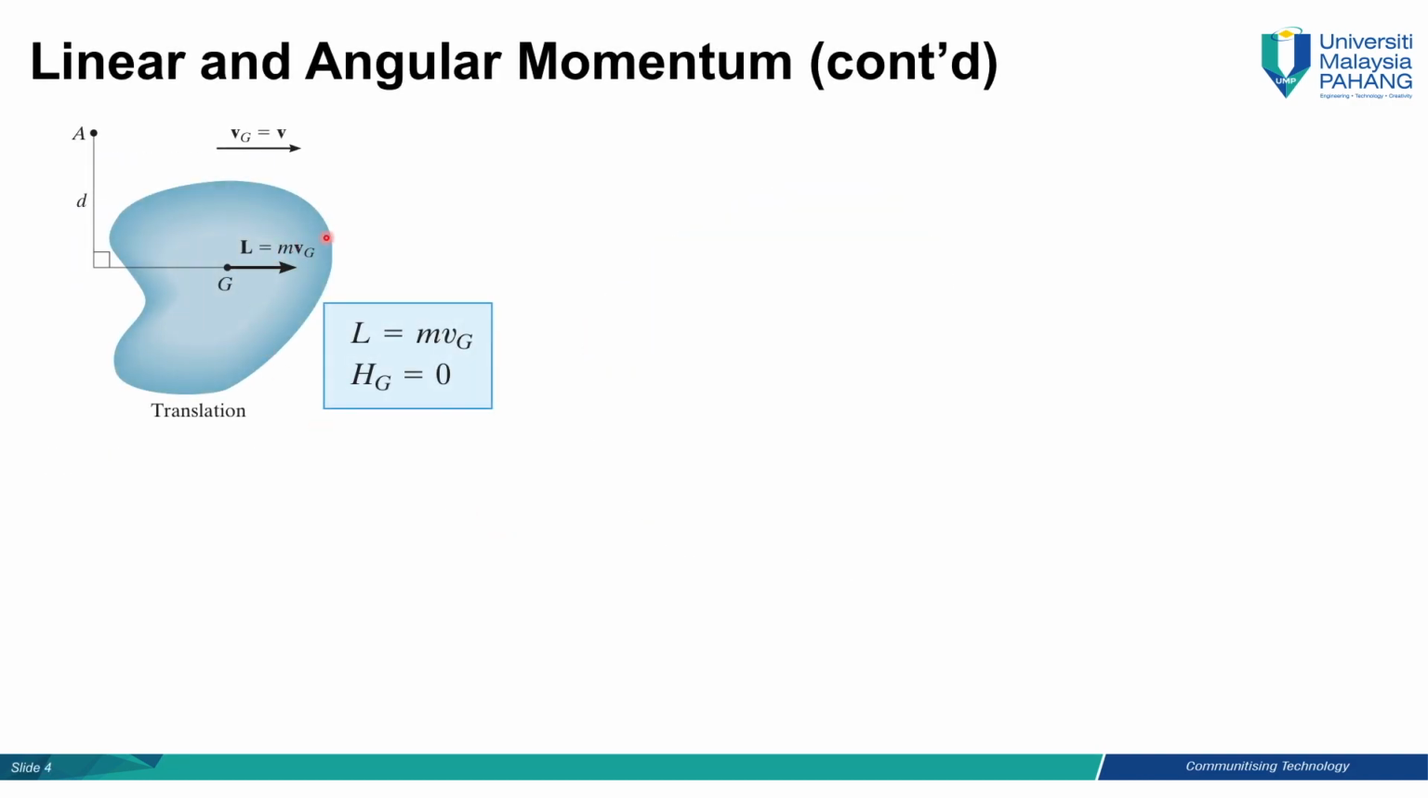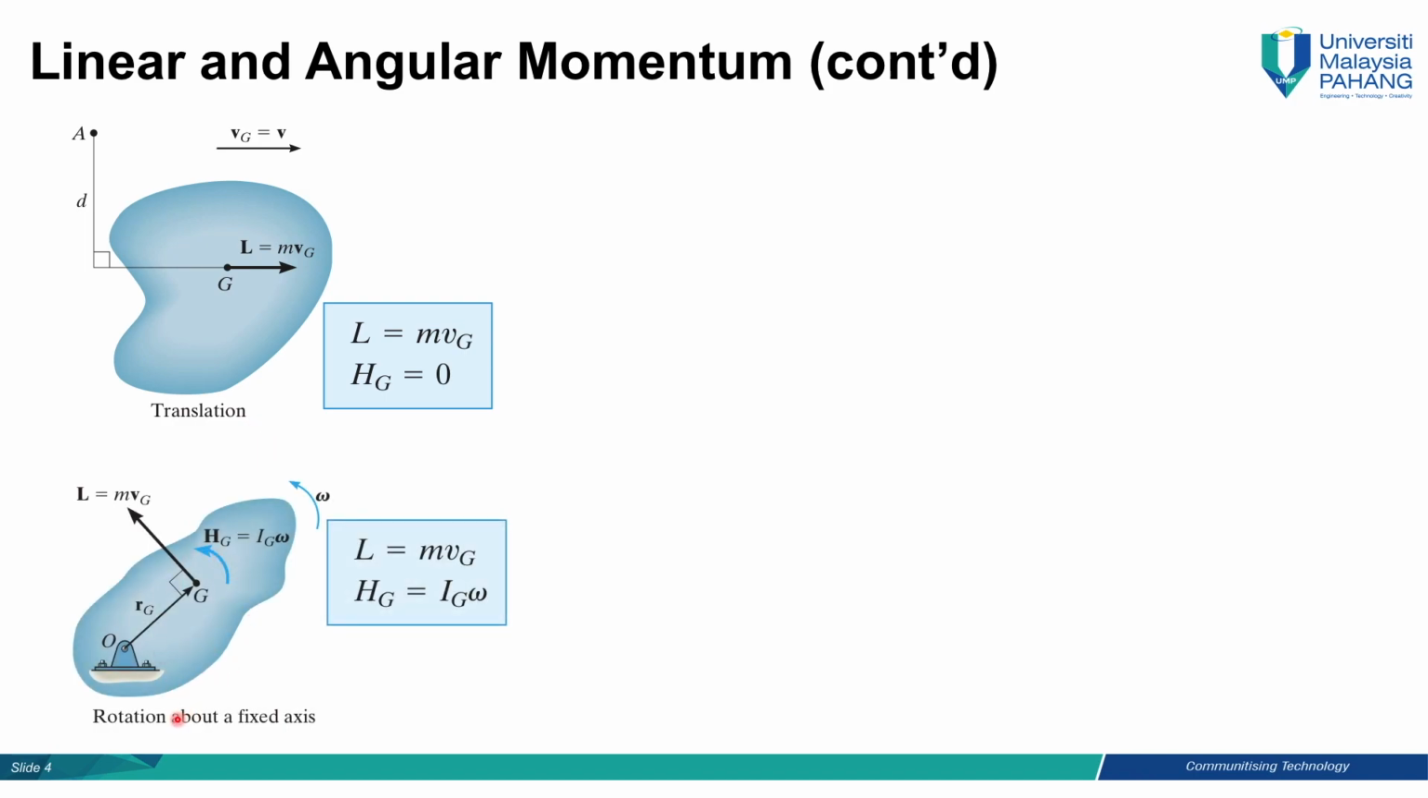Now, from the previous chapter, we know that a rigid body can undergo three types of motion. There is translational motion. If the rigid body is undergoing translation only, then the linear momentum is equal to mv, and since there is no rotation of the body, the angular momentum is equal to 0. This is for the case of translation.